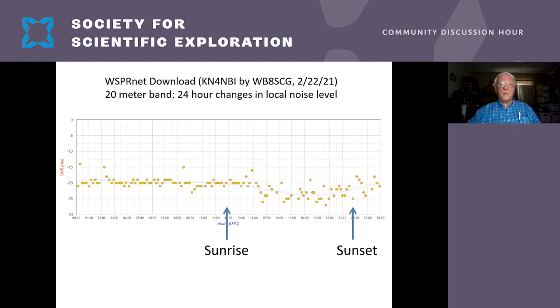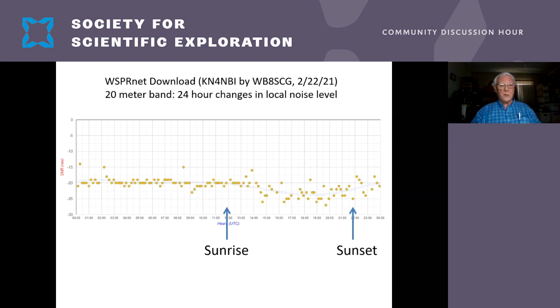Now, this is an example. This person happens to be a few miles away from me. So what I'm measuring here is not what's bouncing off the ionosphere in terms of my signal, but what it's actually measuring is the noise that's interfering with my signal at his station a few miles away over 24 hours. And I have an arrow there for sunrise and an arrow there for sunset.